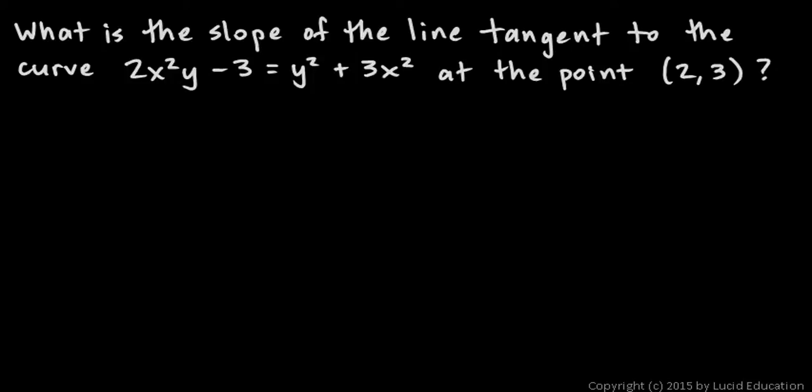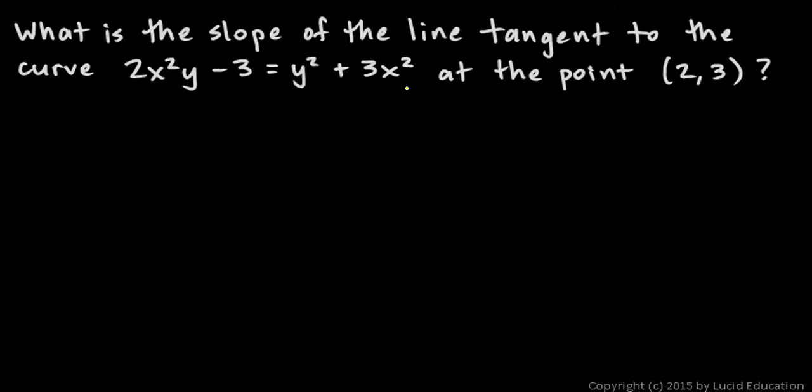What is the slope of the line tangent to the curve 2x squared y minus 3 equals y squared plus 3x squared at the point 2 comma 3? So we need to find the slope of this curve at this point. So to do that, we need to find the derivative at that point.